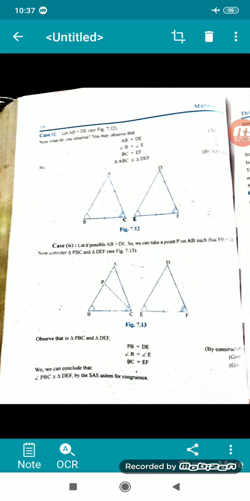Angle B is equal to angle E. BC is equal to EF, which is given to us. So both the triangles are congruent by SAS rule. Now we go to case 2.